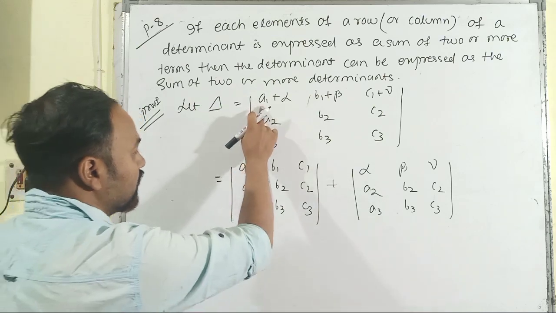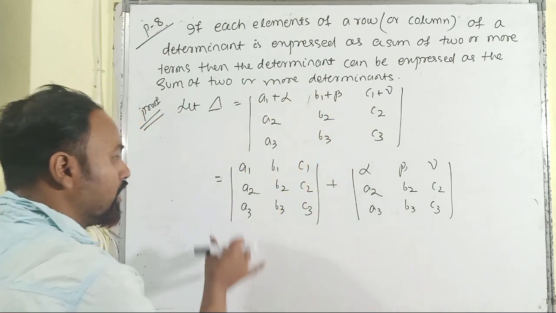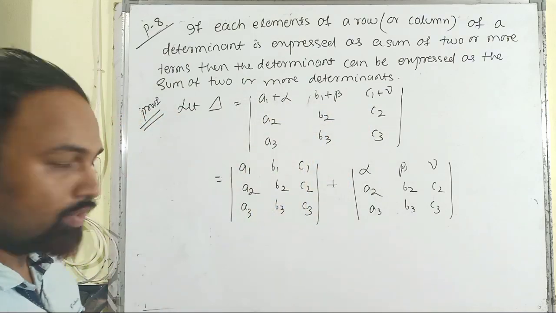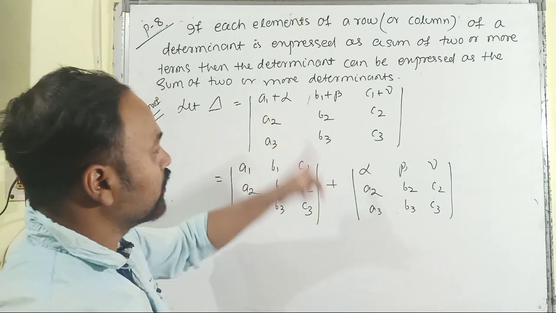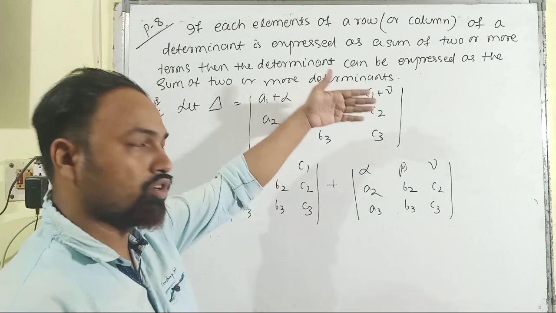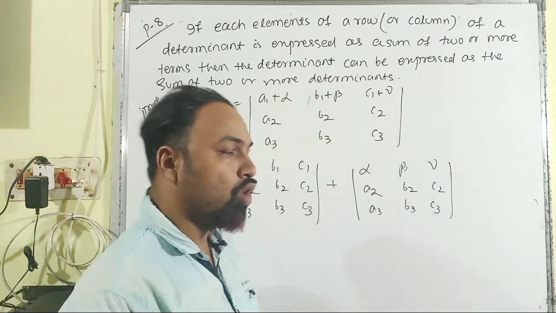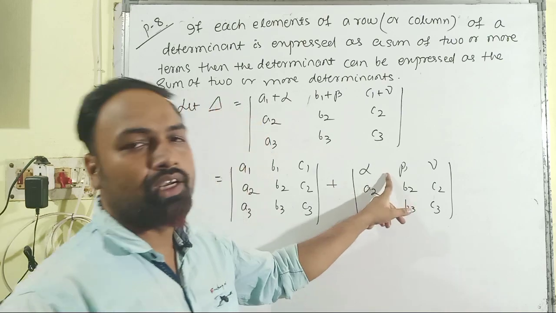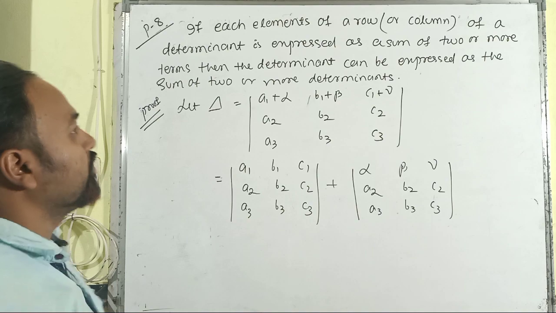So the first components, a1 b1 c1, we write in the first determinant. Then in the second, newly formed determinant, we write the second components of the first row. That means alpha, beta and gamma are represented in the first row of the newly formed second determinant, and they can be separated easily. So this is all about property number 8.